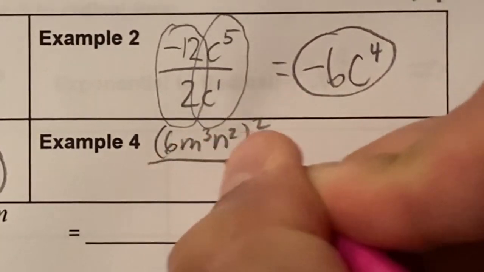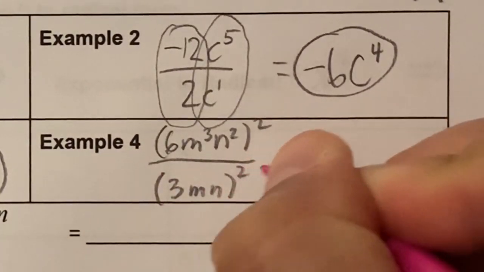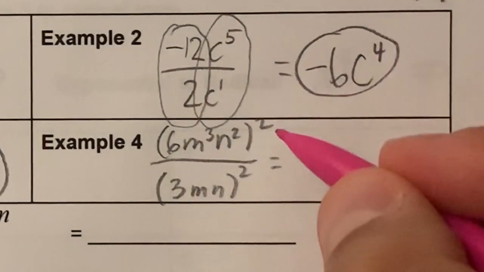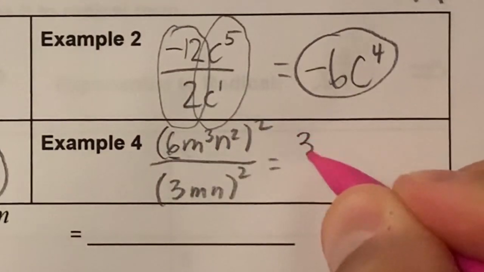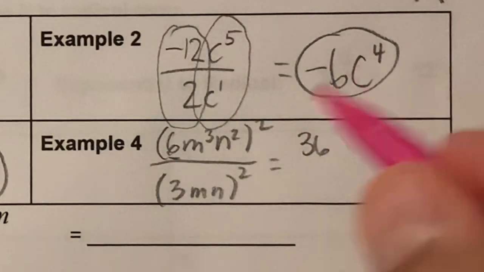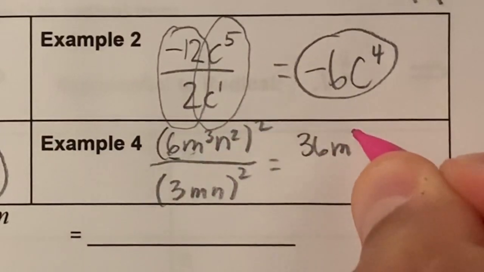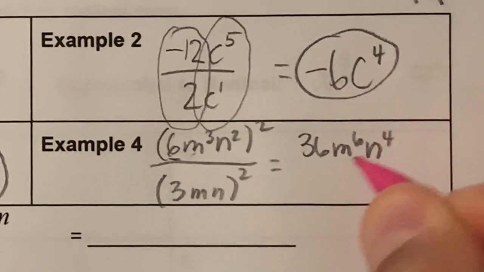Square all of that over 3mn. Let's square all of that. Let's do the top and the bottom separately. I'm going to square everything in the top, and 6 to the 2nd power is 6 times 6, which is 36. Power to a power, m to the 3rd raised to the 2nd, is m to the 6th. And power to a power, n squared squared, is n to the 4th.